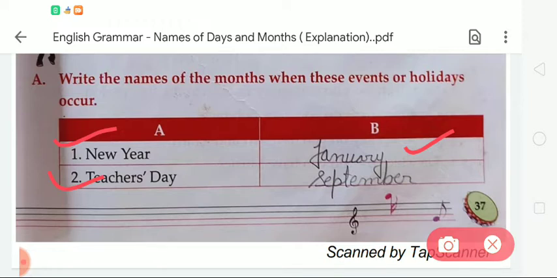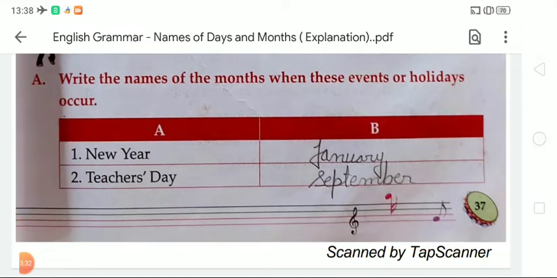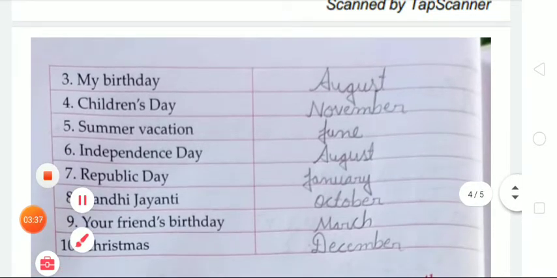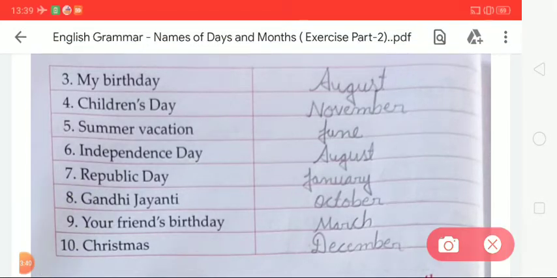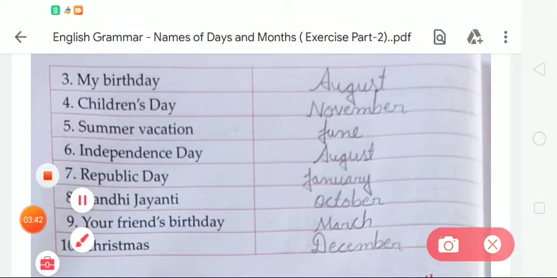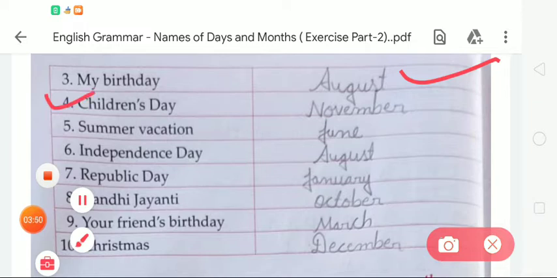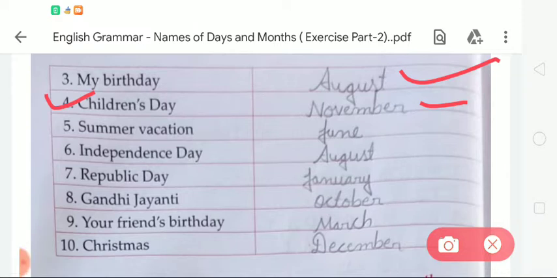Now the second is Teachers' Day. In which month do we celebrate Teachers' Day? We celebrate Teachers' Day in September. So we have to write here September. What's the spelling of September? SEPTEMBER, September. Now the third is my birthday. So dear student, you have to note down here your birthday month. My birthday falls in August, so I write here August, AUGUST, August. You have to write down your birth month. Now the next is Children's Day. We celebrate Children's Day in November, so we write here November, NOVEMBER, November.